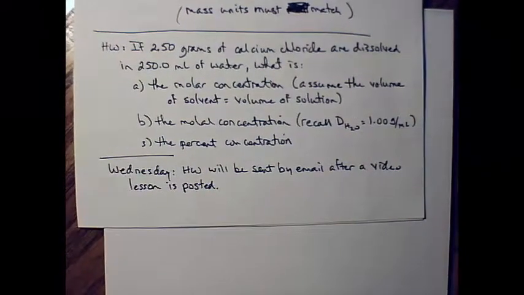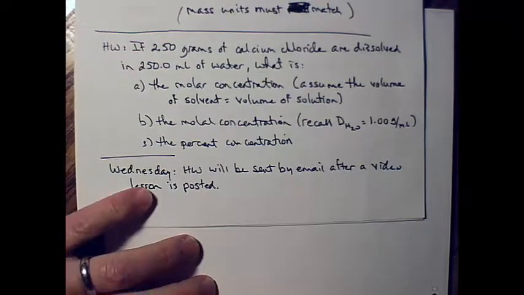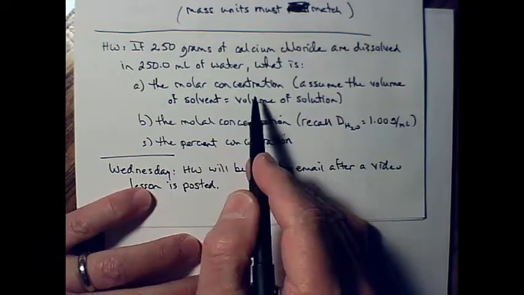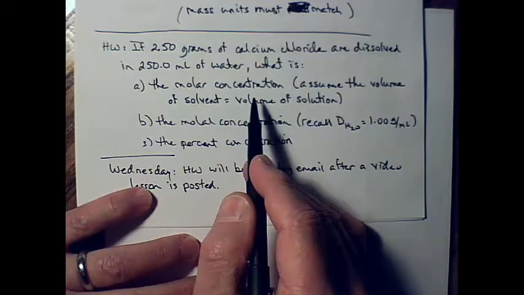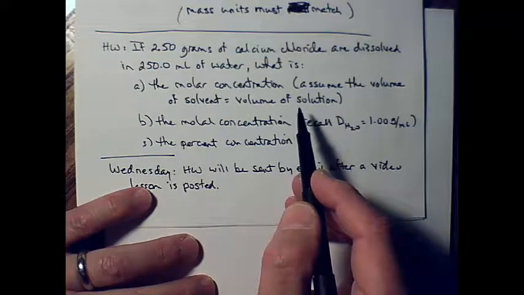Very simply, this video lesson is on how to solve the problems from Solution Theory Part 1. If 2.50 grams of calcium chloride are dissolved in 250 milliliters of water, and question number 1 or A here is, what is the molar concentration? And we're going to assume that the volume of the solvent is equal to the volume of the solution.